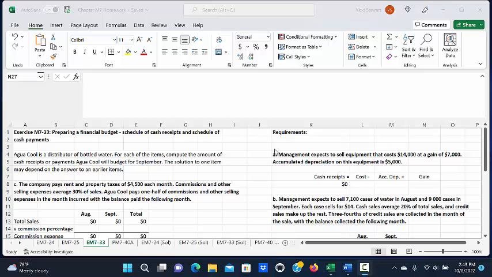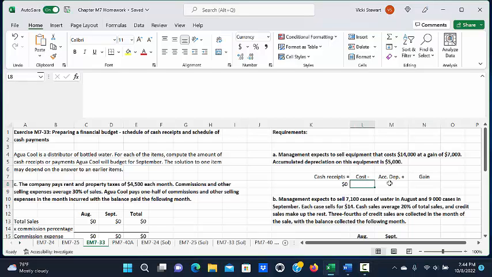In the requirements, it states in Part A that management expects to sell equipment that costs $14,000 at a gain of $7,000, and accumulated depreciation on this equipment is $5,000. So the cash receipts from this sale will be equal to the cost minus the accumulated depreciation, which would be the book value, and then the additional gain on the sale.